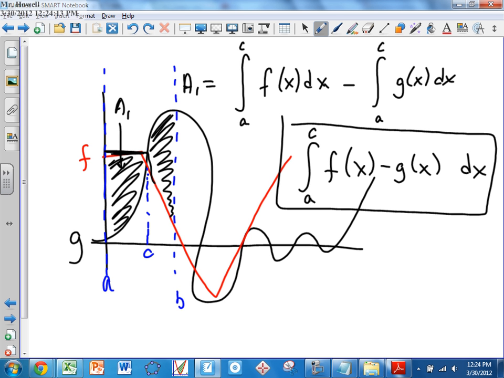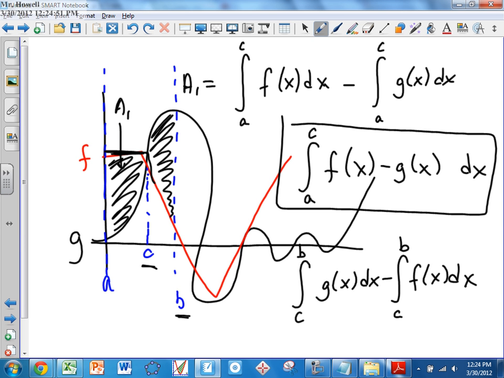That's the first area. What about the second area over here? Jocelyn, the second area. What do you think for this one? And my limits are what? Where is it? C to B, good. Again, C is the lower limit, B is the upper limit. All right, very good.